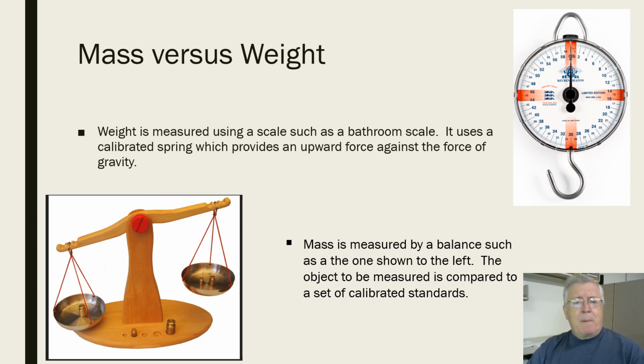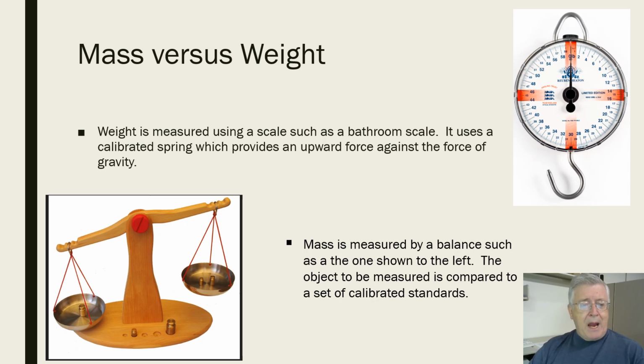Mass is measured by a balance, such as the one shown here on the left. The object to be measured is compared to a set of calibrated standards. So again, here we have these little cylinders that are standard weights, or standard masses.